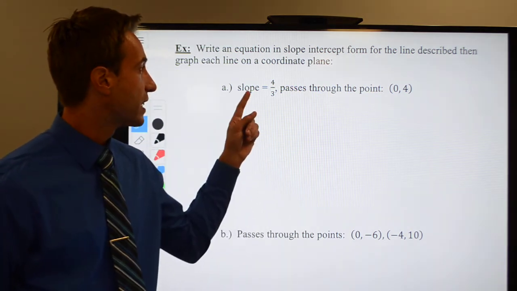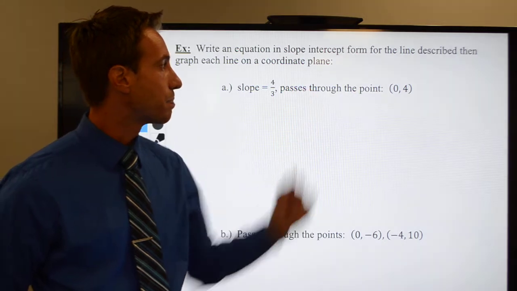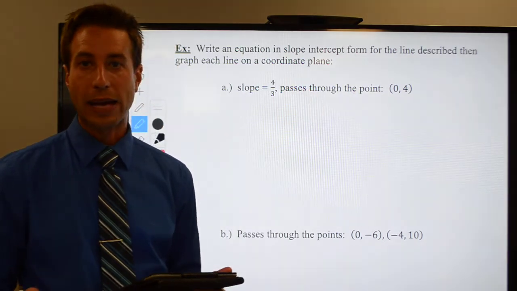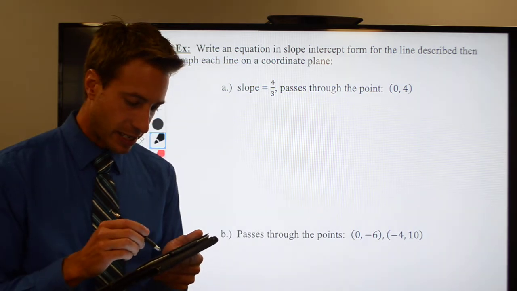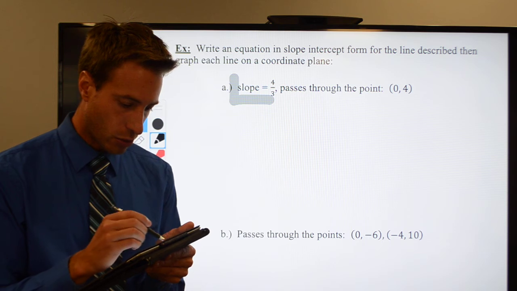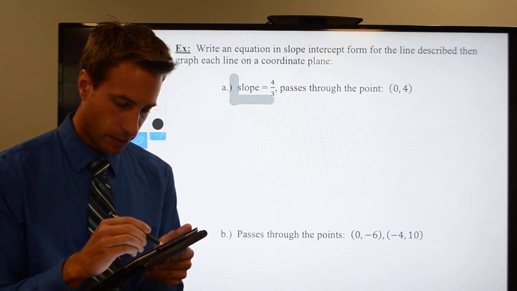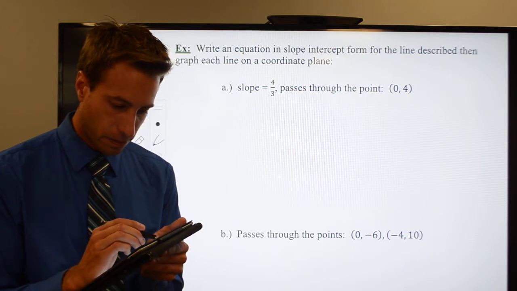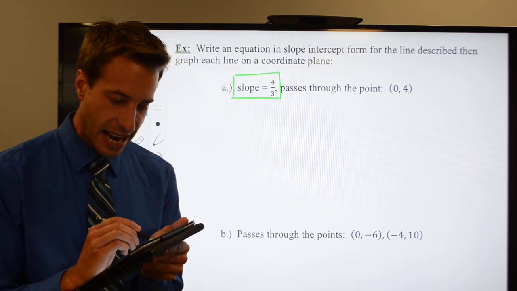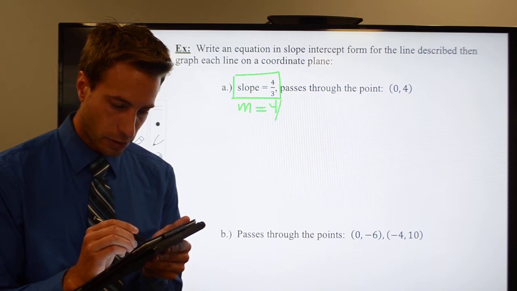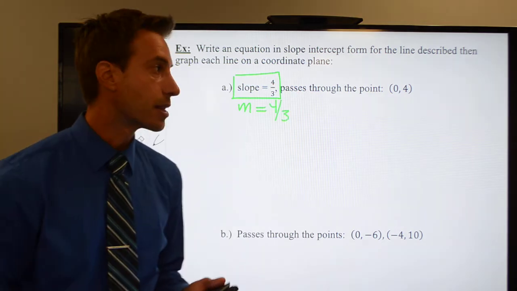Here we go. I have a slope of 4/3. It must pass through the point (0, 4). Okay, well, no big deal. I recognize I have been given the slope, so I'm going to need that. I know that that is m, 4/3.